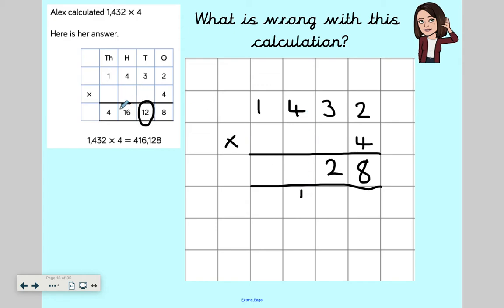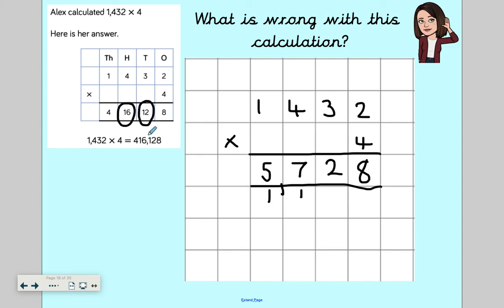Again, she's got the right answer, but she's put 2 numbers in one column, and we know we can't do that. So we need to make sure we have 16 in our heads and add the 1, which would give us 17. 7 goes in the column and we carry the 1. Then we have 4 times 1, which is 4. And then we have an extra one here, which is 5.